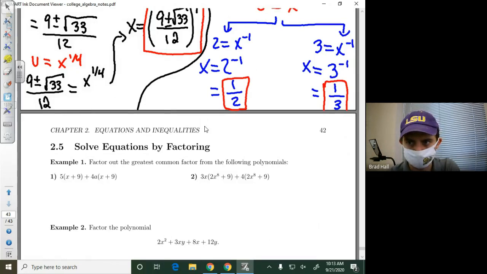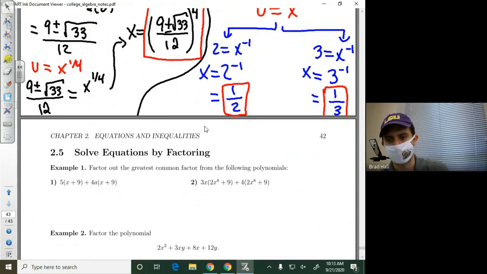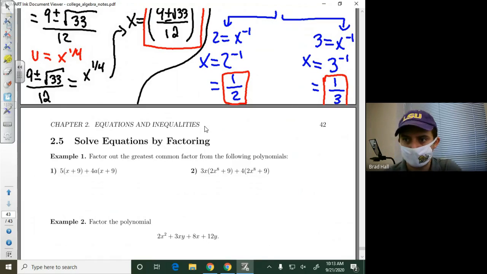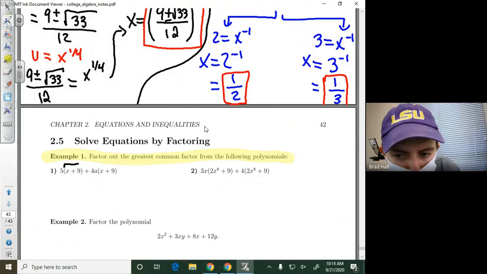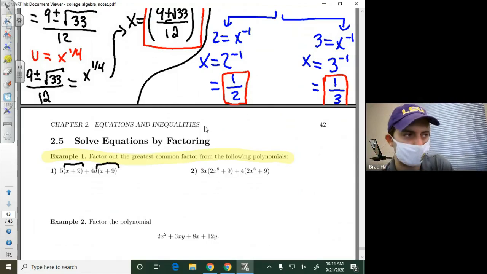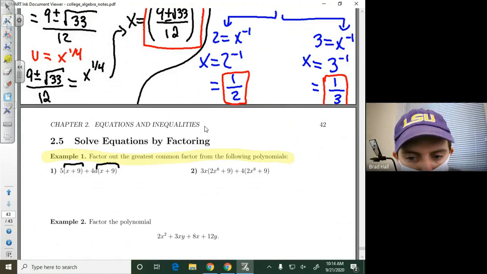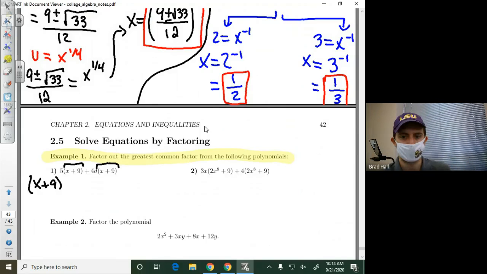So for example 1, and you will notice that some of these problems work out fairly quickly. Factor out the greatest common factor from the following polynomials. What we're doing is we're noticing this pattern occurring in both terms, just like if we were doing the AC method. Since they both have the same value, that's what we can factor out. They both have an x plus 9, so we factor out an x plus 9.